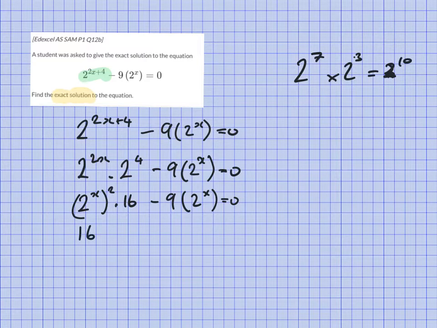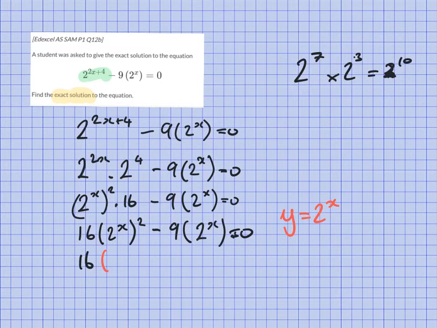Rearranging it into a nicer form, I get 16 times (2 to the x) all squared minus 9 times 2 to the x equals 0. Now some people like to do a substitution here and write y equals 2 to the power of x. That's fine, I'm going to go ahead and do that just to demonstrate how that works. So y equals 2 to the power of x. So now I can write this as 16 times y squared minus 9y equals 0.